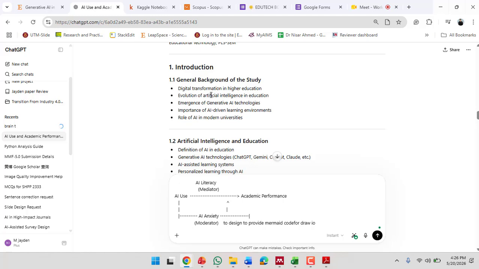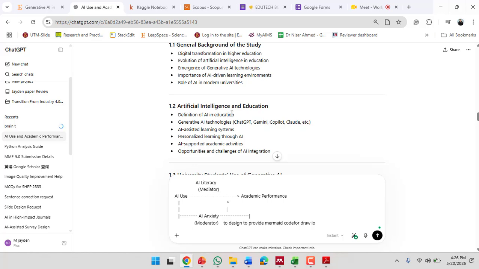For example, some policies, and we will give some empirical evidence. There are so many studies that have used AI in education, and a definition. So these are a few outlines of what you will include under these headings: writing, language support, empirical evidence, problem statement, research gap, everything is there.